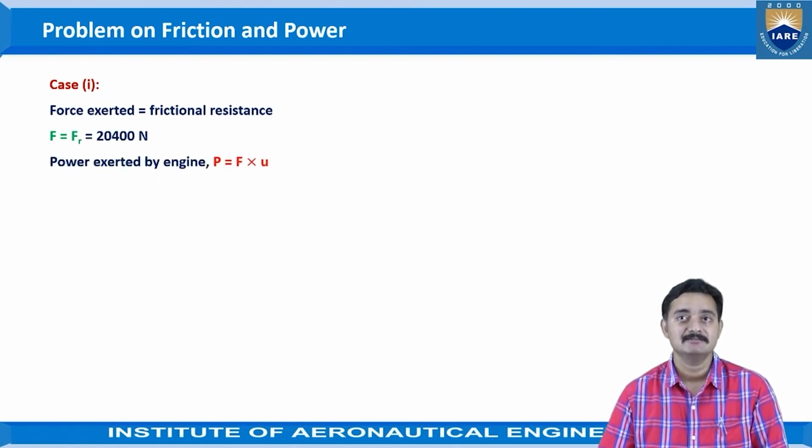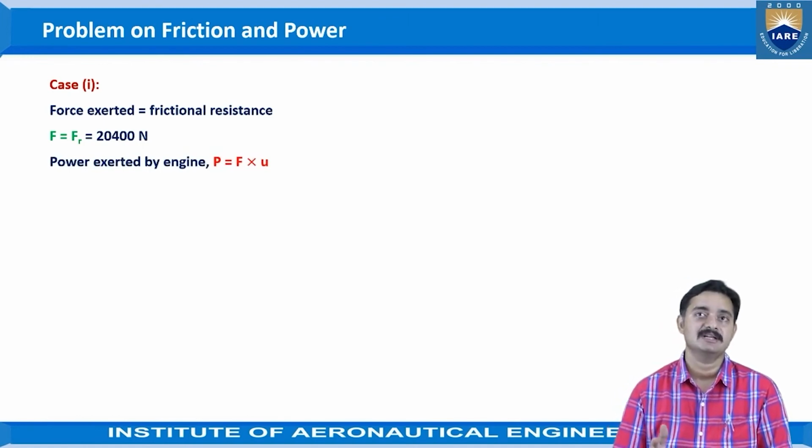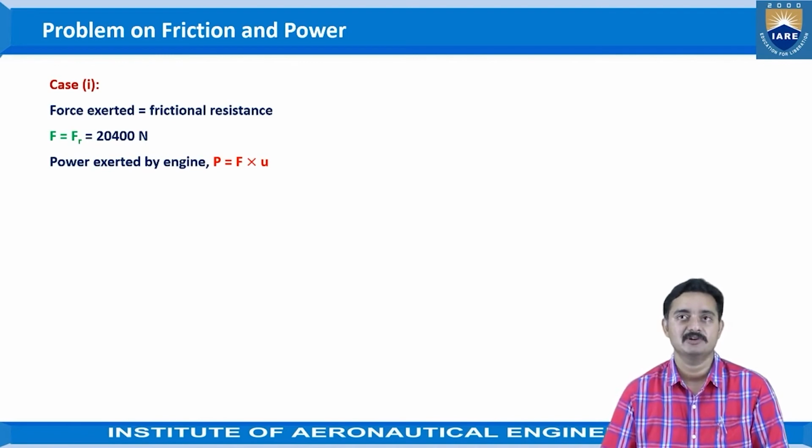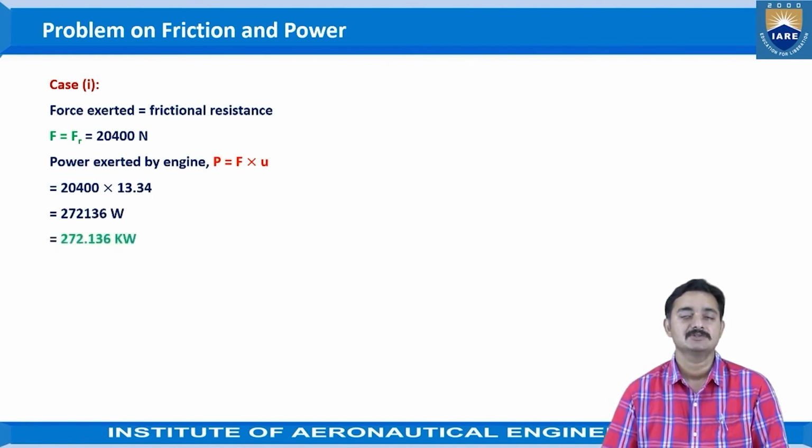Then the equation for the power exerted by the engine is power is equal to force into velocity. So the value is 20400 into 13.34. So it results in 272136 watts. So it can also be written as 272.136 kilowatt.